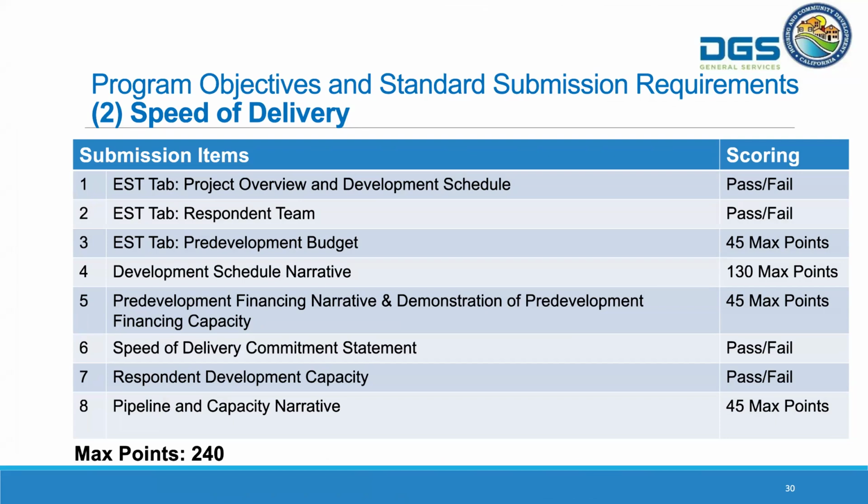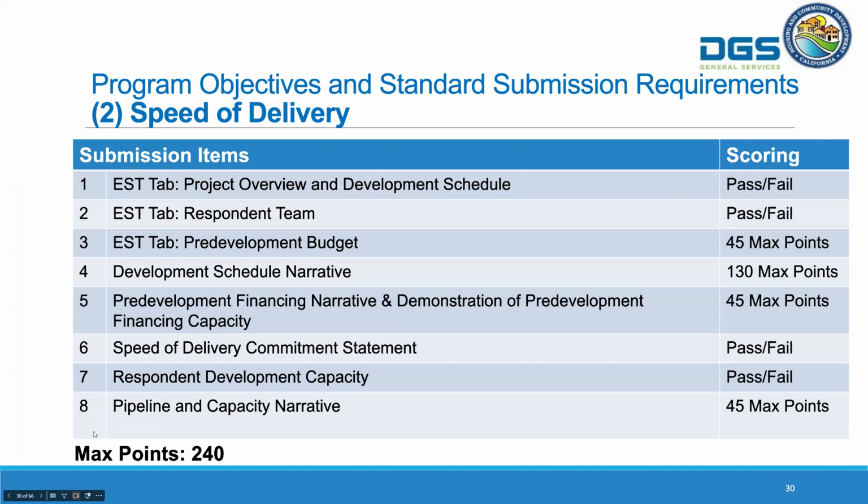Okay, might be on the slide for a little bit. So these are all the submission items under speed of delivery. There's 8 of them. The first 3 items are sheets to complete in the Excel submission tool. We'll preview the schedule and pre-development budget on the coming slides.